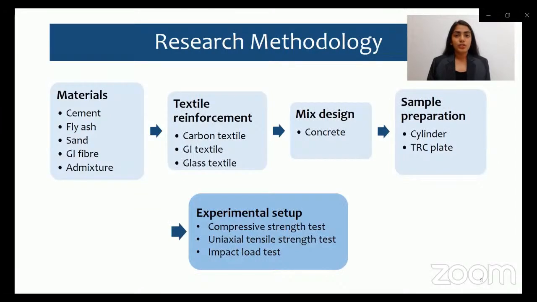In the research methodology section, I'm going to cover the materials used, textile reinforcements, mix design, sample preparation process, and experimental setup. Two types of samples were prepared: a cylinder for obtaining a perfect mix design, and TRC plates on which the impact load test was done. The experimental setup covers the setup of the compressive strength test, uniaxial tensile strength test, and impact load test.